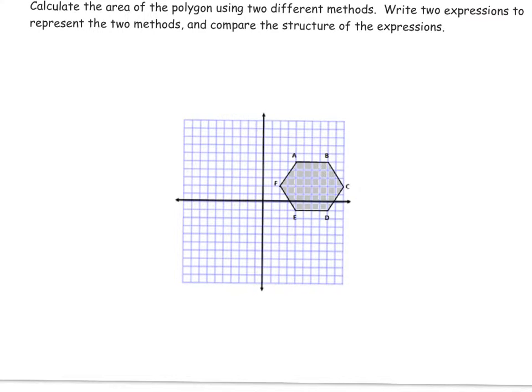For this problem, we are just focusing on the area of the polygon. It says to calculate the area in two different ways, and then write two expressions to represent the two methods, and compare the structure of the expressions. So I'm going to have us do two different ways and then compare.